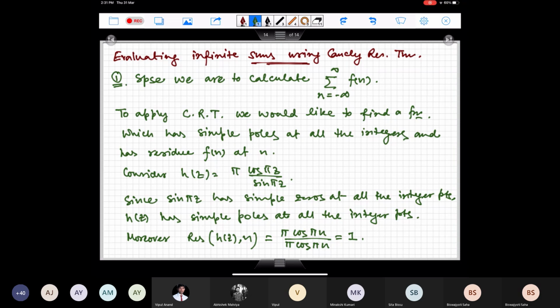So this is precisely what I'm going to get, and therefore the idea will be that we choose a suitable closed contour in such a way that it encloses these integer points, and thereby we will try to apply this Cauchy residue theorem and get hold of our infinite series. Okay, fine. So let's see what we would like to do.